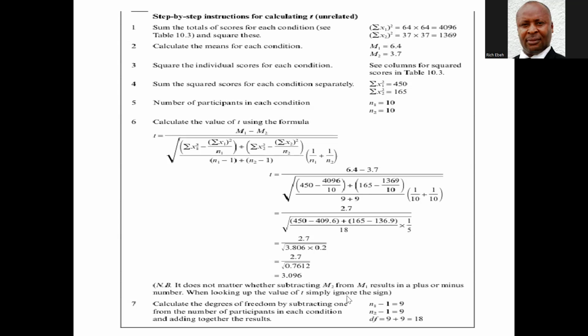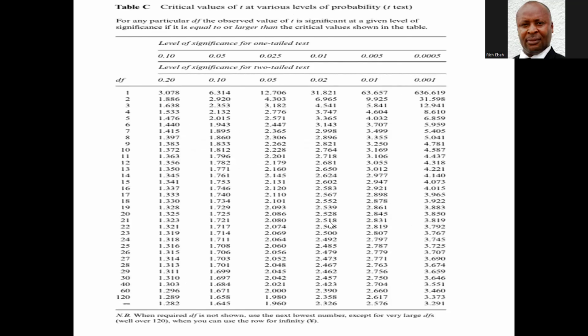So now you calculate the degree of freedom. The degree of freedom is n1 minus 1 plus n2 minus 1. So n1 minus 1 is 9 plus n2 minus 1 is 9. That will give us 18. So with this, you can check your table.